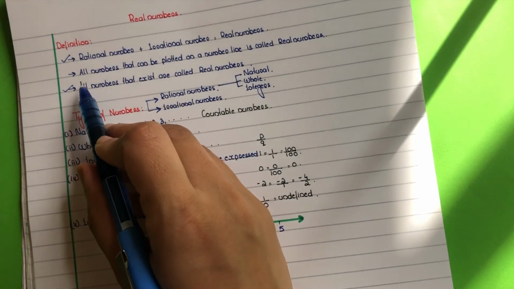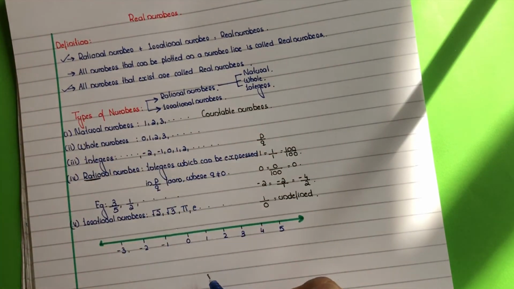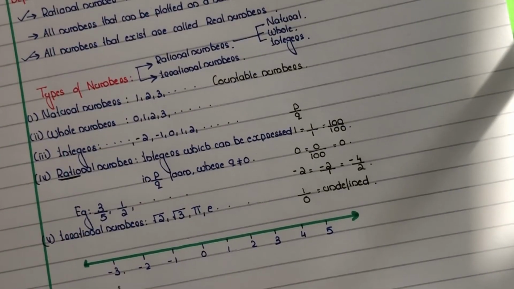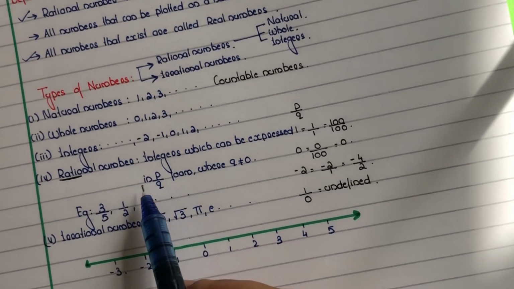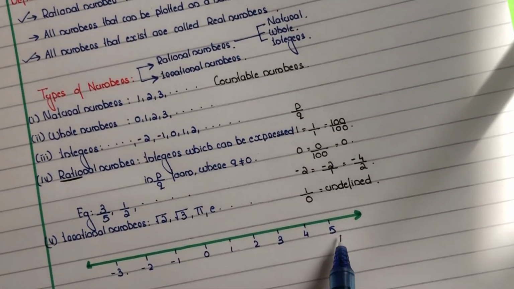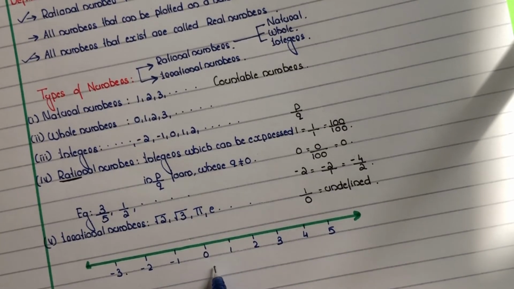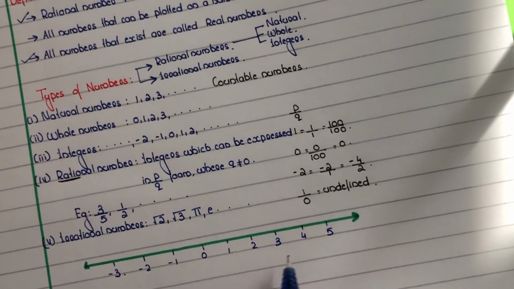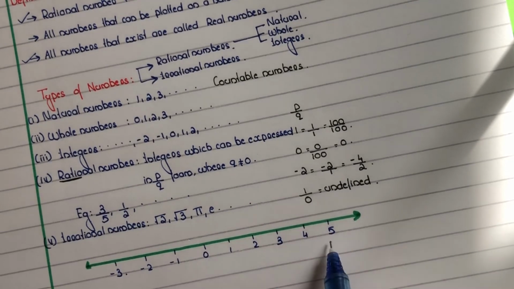Now one more definition. All numbers that can be plotted on a number line are called real numbers. For that, consider a number line. Now look, all natural numbers 1, 2, 3 can be plotted on the number line. 0, 1, 2, 3, the whole numbers, can also be plotted. Negative and positive numbers, meaning integers, can also be plotted.